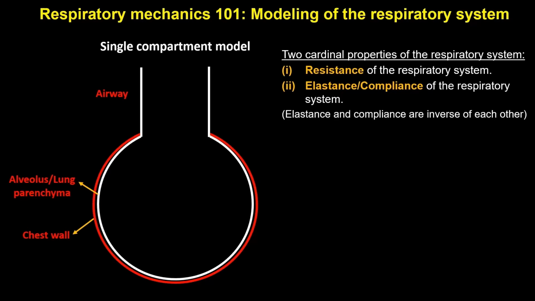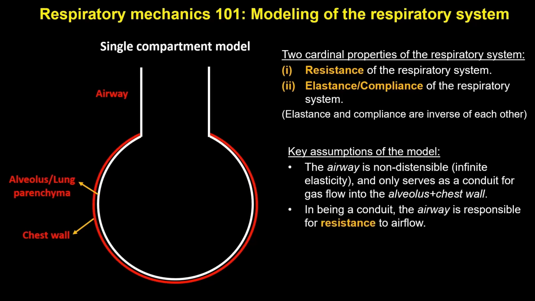The resistance occurs whenever there is airflow. Whenever there's flow, there has to be certain friction against which the flow occurs, and this friction results in the resistance of the respiratory system. And the elastance or stiffness is the second property, which depends on how stiff an expanding structure is. So we'll try to define these two properties of the respiratory system.